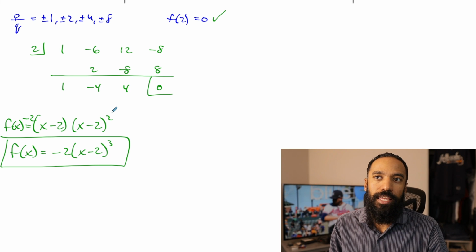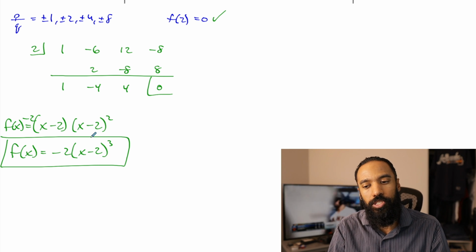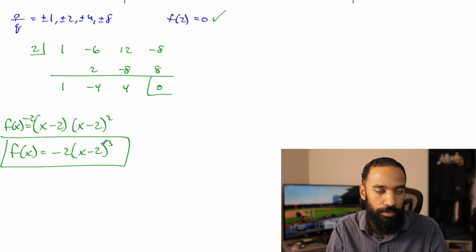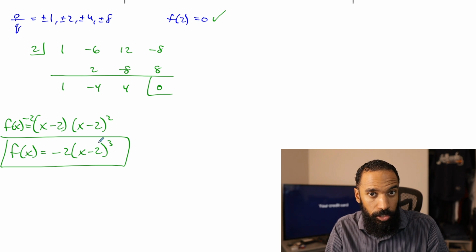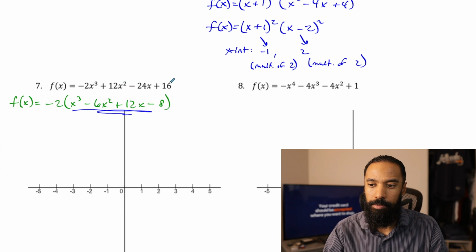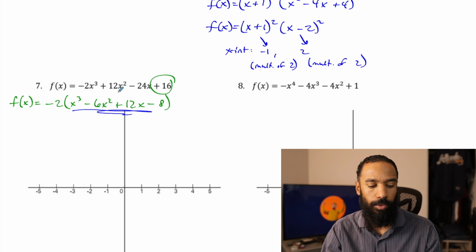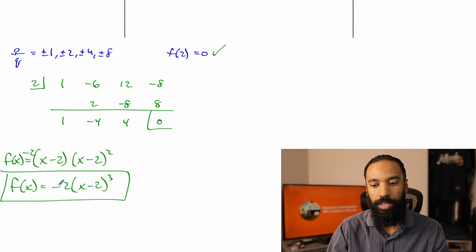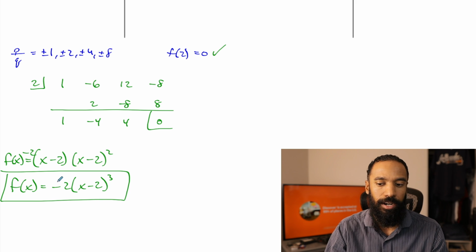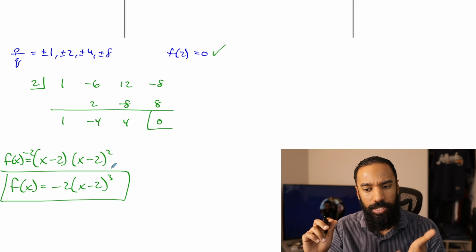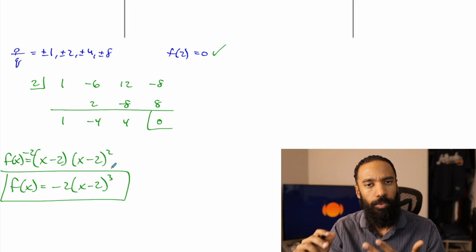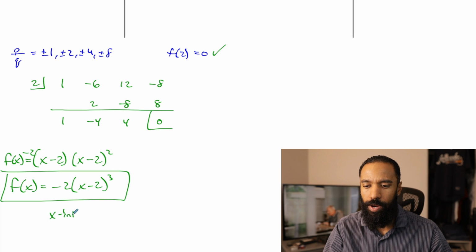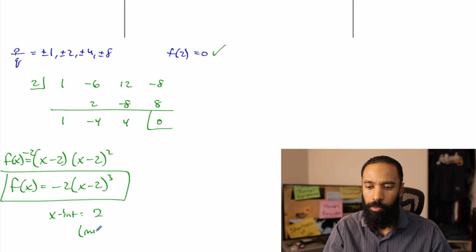Doesn't affect anything for us on our graph unless we started in factored form and we were trying to find the y-intercept. We already know that the y-intercept here is going to be 16, so there's no effect on that. The only thing we really care about is the fact that it's negative right there. So this is a negative cubic, but it's not the same kind of cubic as before. There's only one x-intercept. The x-intercept right here is just 2, but it's got a multiplicity of 3.